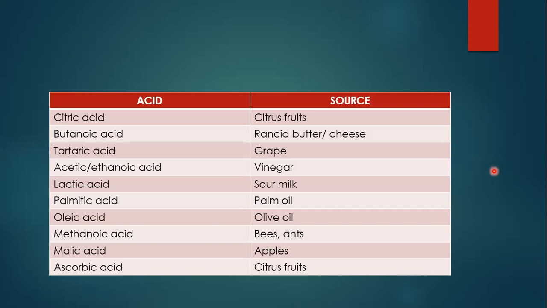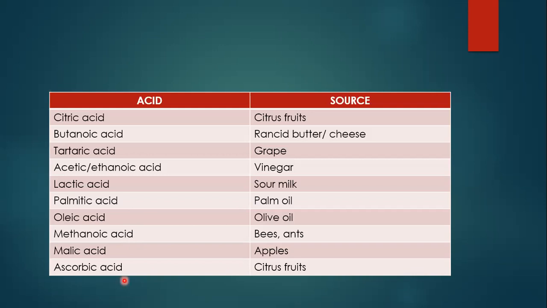Then methanoic acid, that is gotten from bee and ant. So when they sting you, what they inject into you is the methanoic acid. Now this methanoic acid reacts with the skin, giving you a form of irritation. So you start itching your skin. What you itch there is the methanoic acid that has been injected into you.